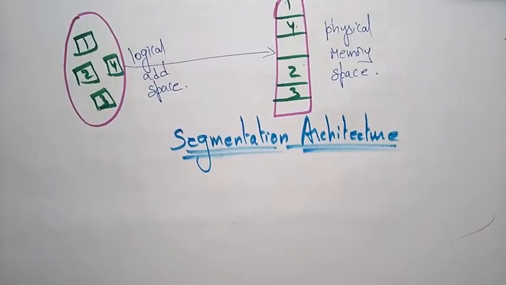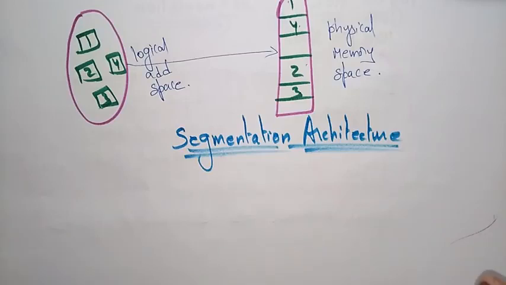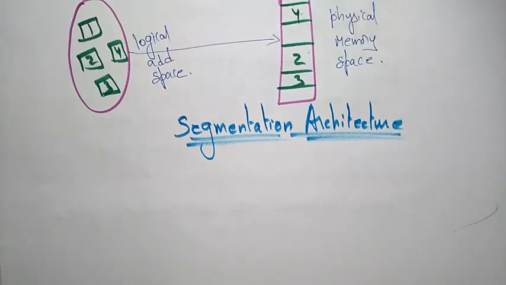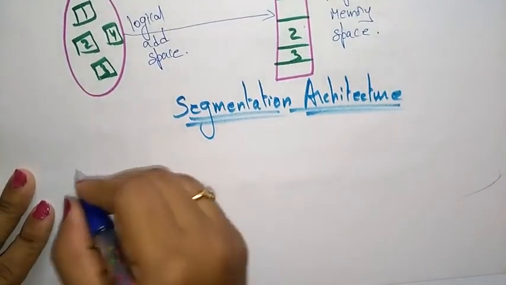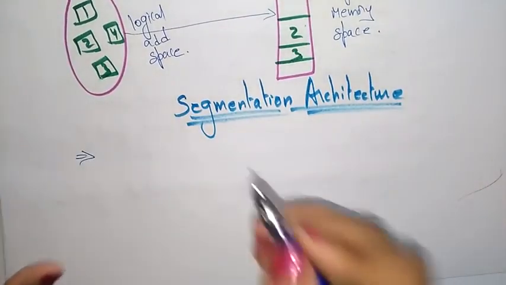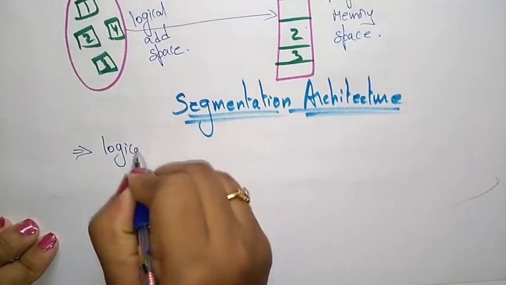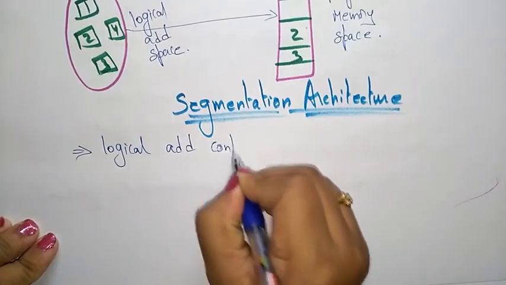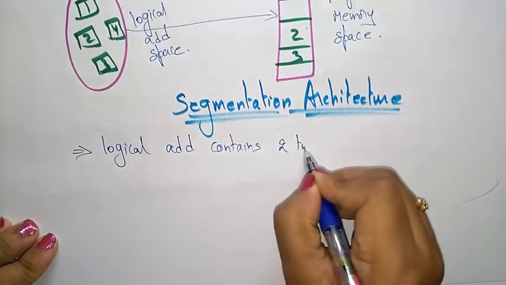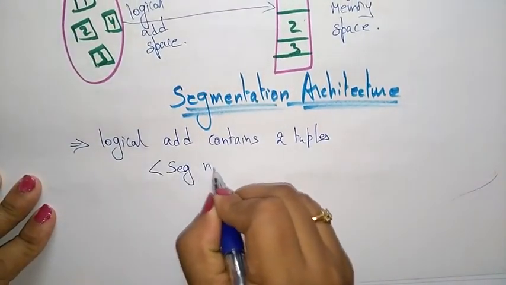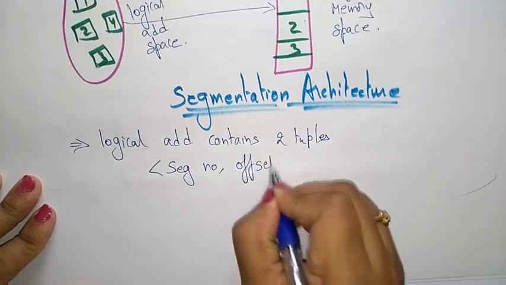Hi students, welcome back. In the previous video I explained segmentation. Now let us see the segmentation architecture with an example, so then you'll understand what exactly segmentation performs in the concept of logical address and physical address. I explained that the segment is always stored in the logical unit, so this logical address contains two tuples: the segment number or name, and the offset.